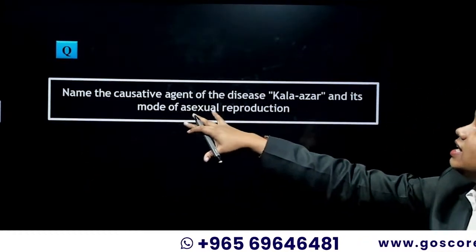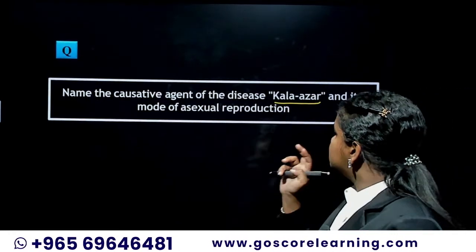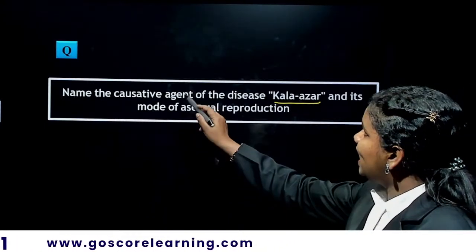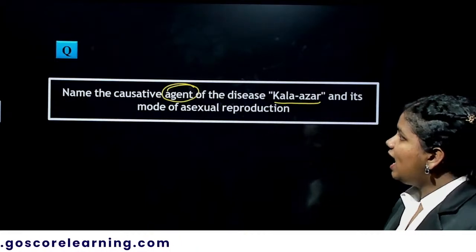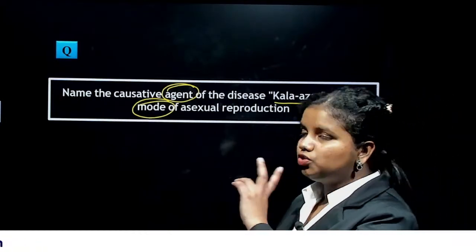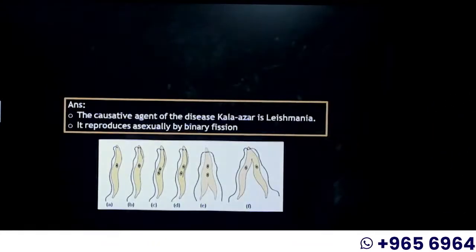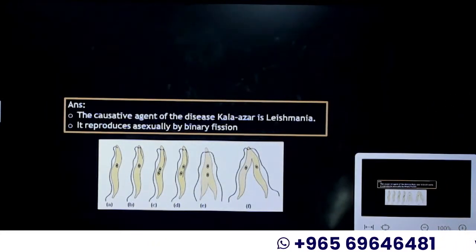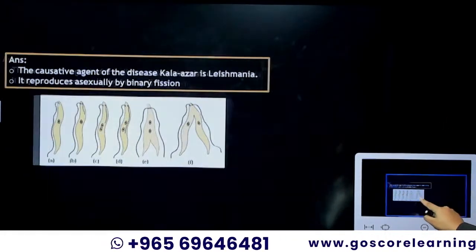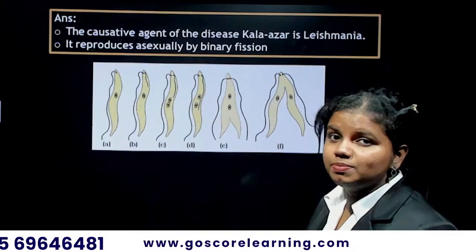It goes like this. Name the causative agent of the disease Kala Azar and its mode of asexual reproduction. So two things are asked there. You have to name the agent of Kala Azar and the mode of its asexual reproduction. Out of those 6 modes, you have to say which one it is. I think you already knew that what they're asking about here is basically Leishmania.